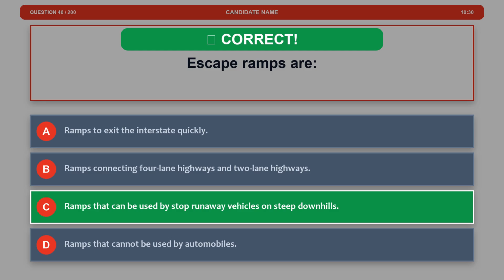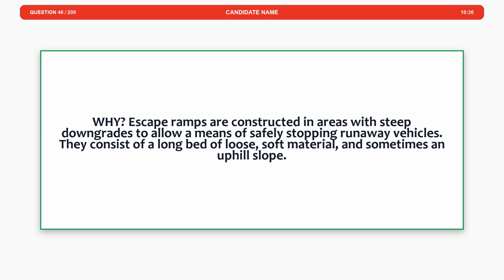The correct answer is option C, ramps that can be used to stop runaway vehicles on steep downhills. Explanation. Escape ramps are constructed in areas with steep downgrades to allow a means of safely stopping runaway vehicles. They consist of a long bed of loose, soft material and sometimes an uphill slope.